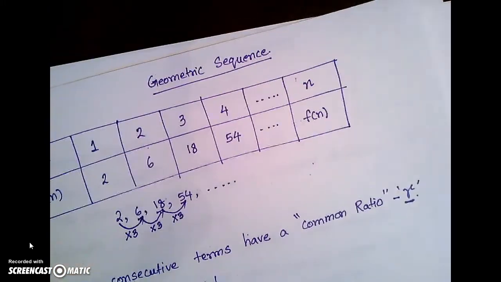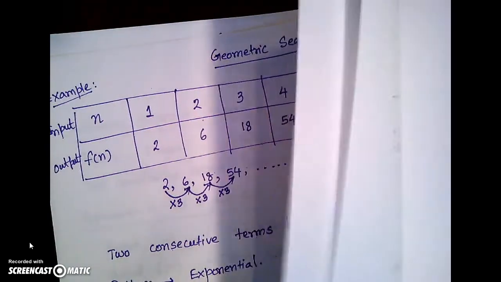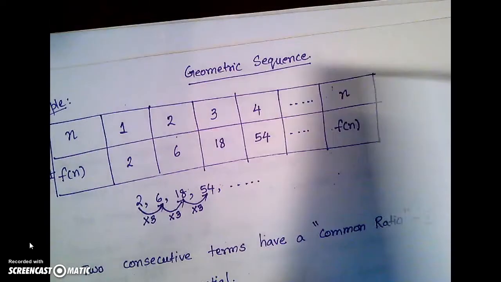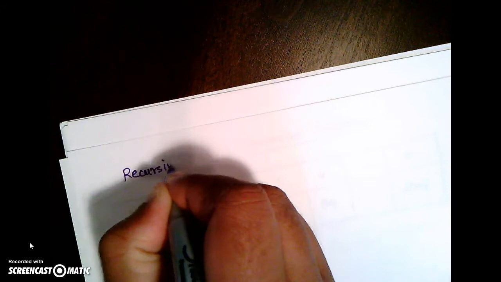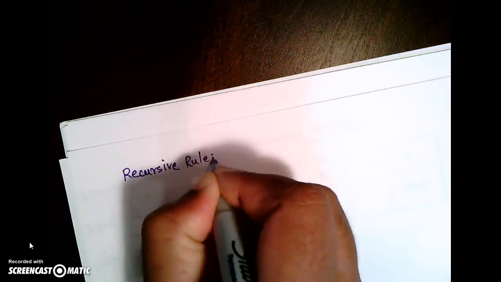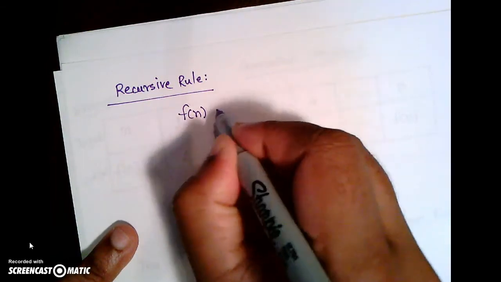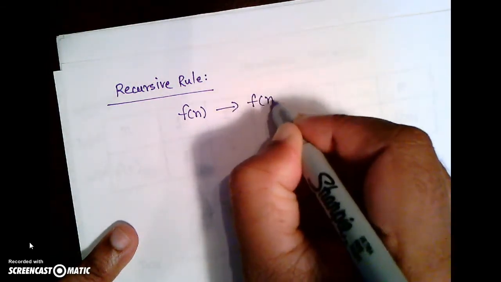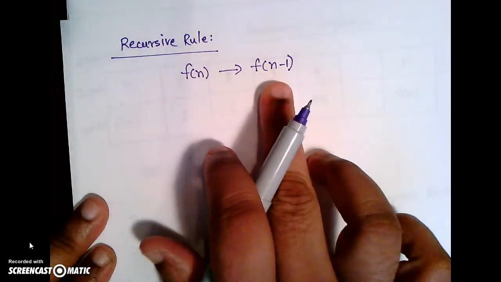So now let's take a look at how to write a recursive rule. Alright, how to write a recursive rule. We saw that a recursive rule relates your current term to a previous term, right? It relates your current term to the previous term.